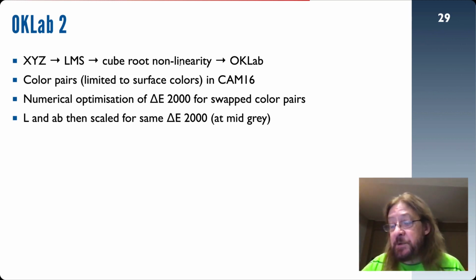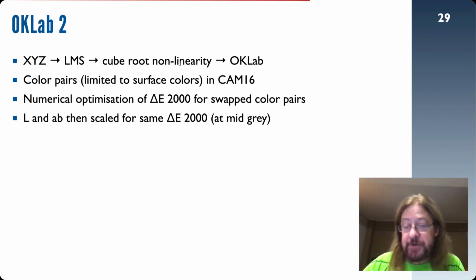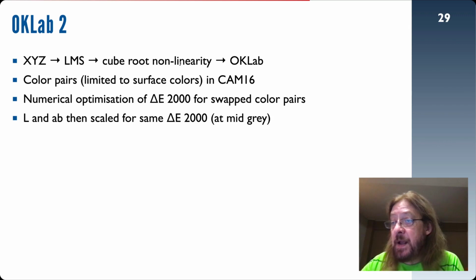It first converts to an LMS space, which is a simple 3x3 matrix. Then it applies a cube root transform to the LMS channels. Remember luminance versus lightness? That also used a cube root. And lastly, another 3x3 matrix gets us OKL, A, and B.